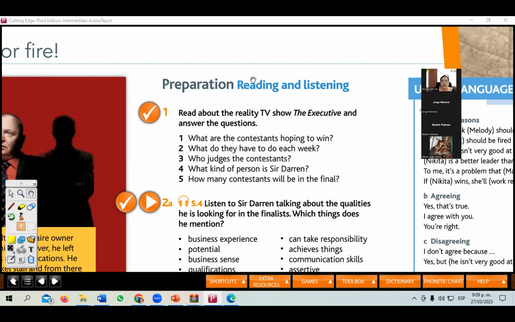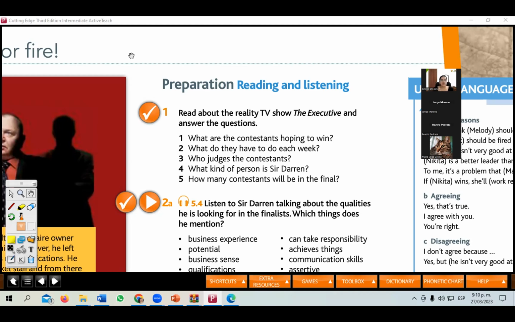Number 2, what do they have to do each week? They work on business-related tasks in teams. Yes, work in teams on business-related tasks. Very good. Number 3, who judges the contestants? Sir Darren's suite. Sir Darren. And who else? And there is a panel, no? A board. Una junta. And his board.